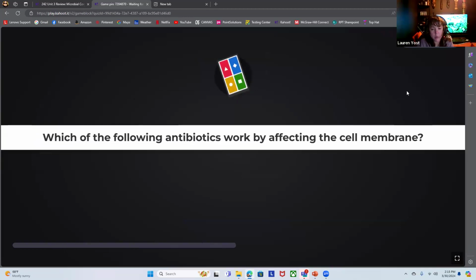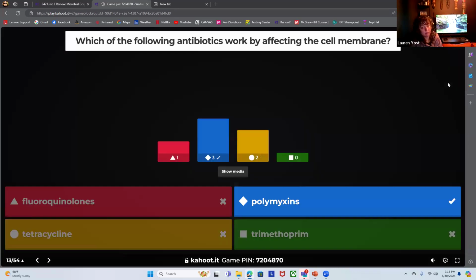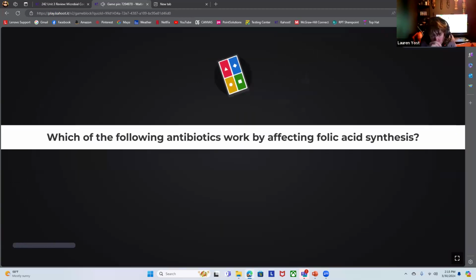Which of the following antibiotics work by affecting the cell membrane? Go figure. Okay. So these are going to be polymyxins. Again, these are more or less things that we'll just have to memorize, unfortunately. But polymyxins are the only ones that we had to know for the cell membrane.